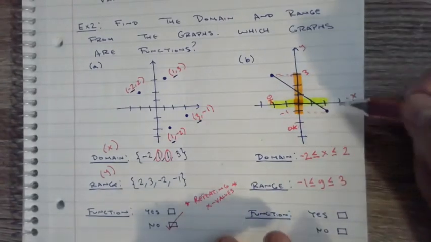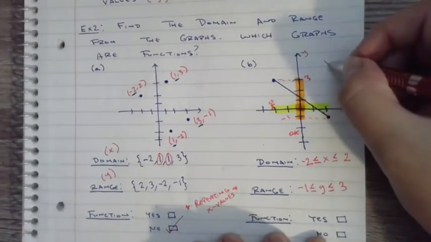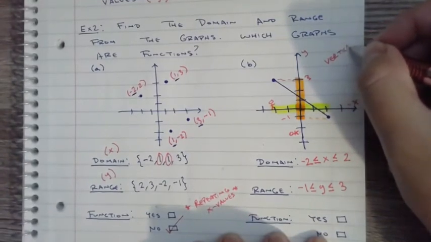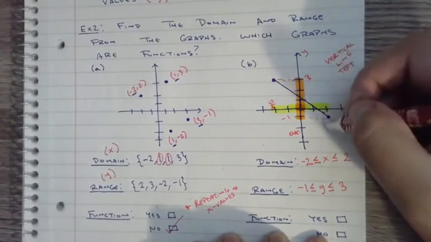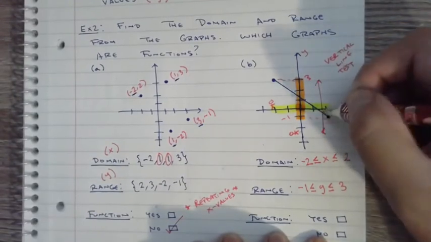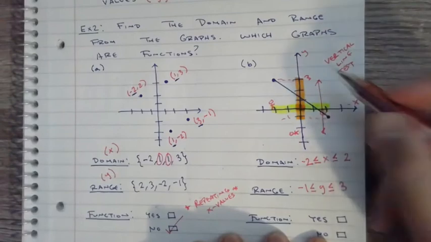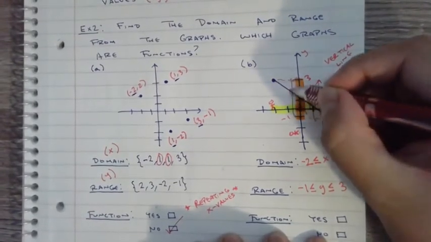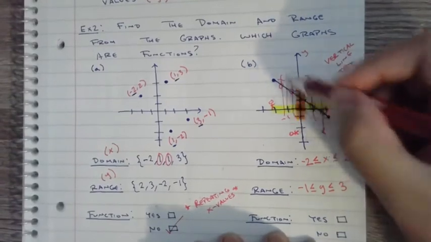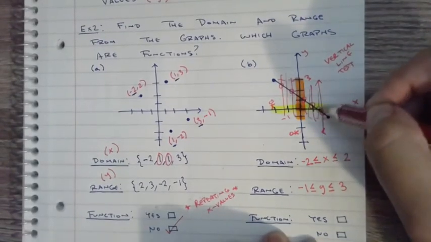Okay, so let's draw the vertical line test. So we're gonna do the vertical line test. Okay, draw a line right there. How many points do we cross? Once. What about right here? Once. What about right here? Once. What about right here? Once. So if I keep drawing multiple lines, you'll realize that it only crosses once.